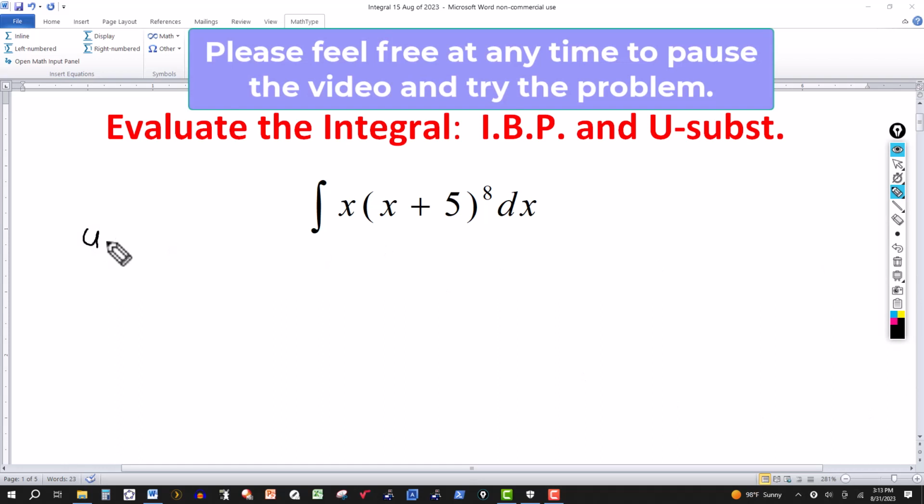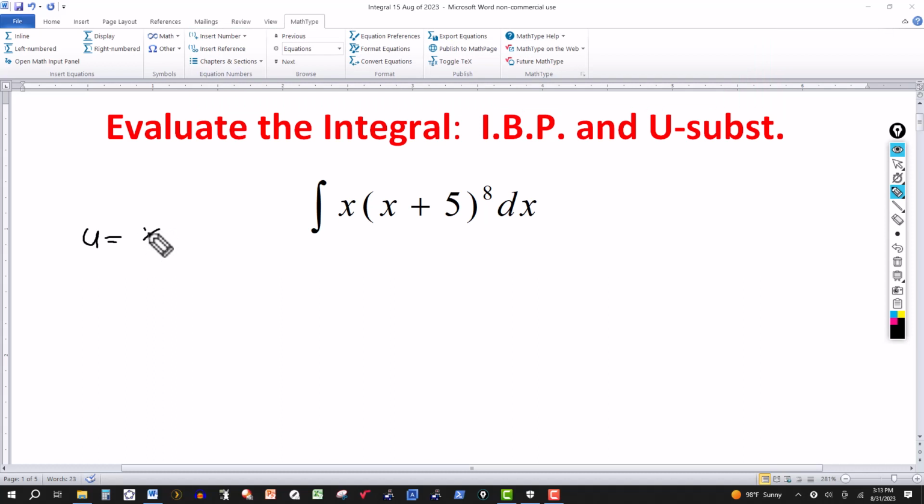So I'm going to let u equal x, because if I differentiate that, that gives me a 1. So that simplifies it. With u equal to x, then du will be 1 dx. And then my dv will equal (x plus 5) to the 8th. So we've broken up this integral in two parts. So dv is (x plus 5) to the 8th power, and this will be dx here.